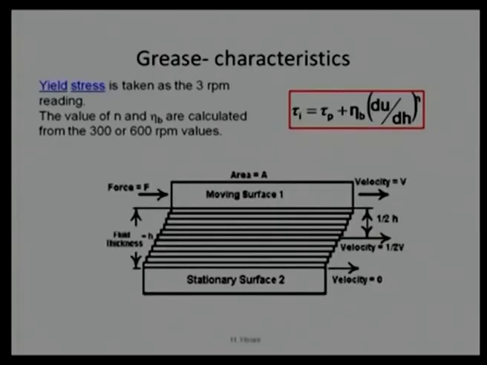The option is with us. We can take 2 different readings at 300 rpm, and if some change comes, or we can take 2 separate readings, 300 rpm as well as 600 rpm.